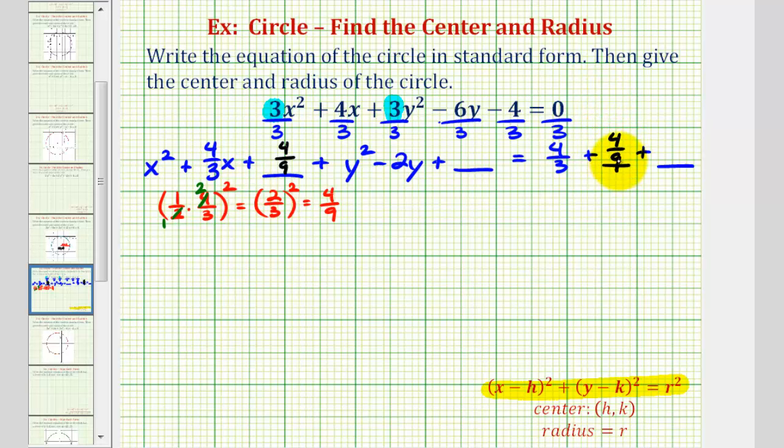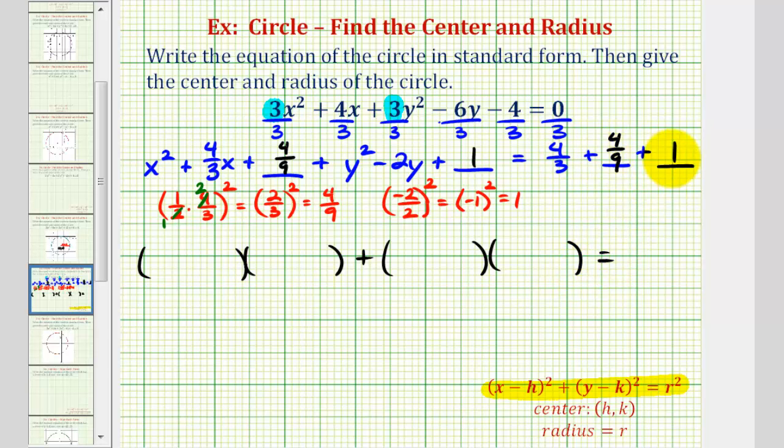Because we added 4/9 on the left side of the equation, we'll have to add 4/9 on the right side as well. And now for the y part, to find our constant, we'll take half of the coefficient of y, so -2 divided by 2, and then square it, which would be -1 squared, which is equal to 1. So if we add 1 here, this will be a perfect square trinomial in terms of y, so we'll also add 1 to the right. Now let's go ahead and factor this. We'll have two binomials here, which should be the same, and two binomials here from the y part, and then we'll find this sum on the right.